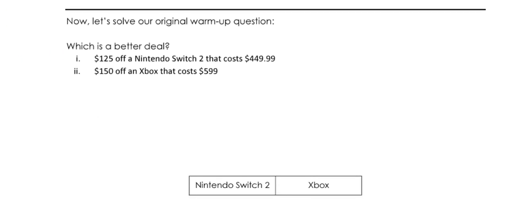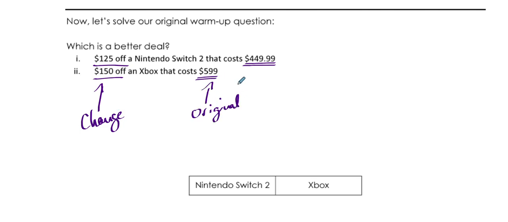All right. Last one, back to the warm-up question. Which one of these is the better deal? $125 off the Switch that costs about $450, or $150 off the Xbox that costs $599. So here they're telling us how much these are both going to change by. That's the discount amount. These are both the original amount. So we don't need to add or subtract here on top. They're telling us the amount it's changing by. It's $125 compared to the original amount of $449.99 times 100 to change it into a percent.